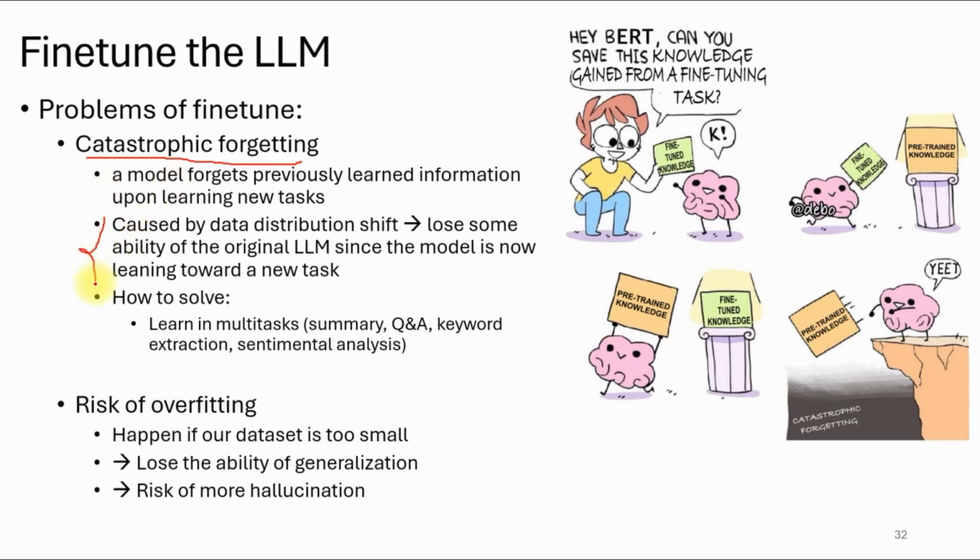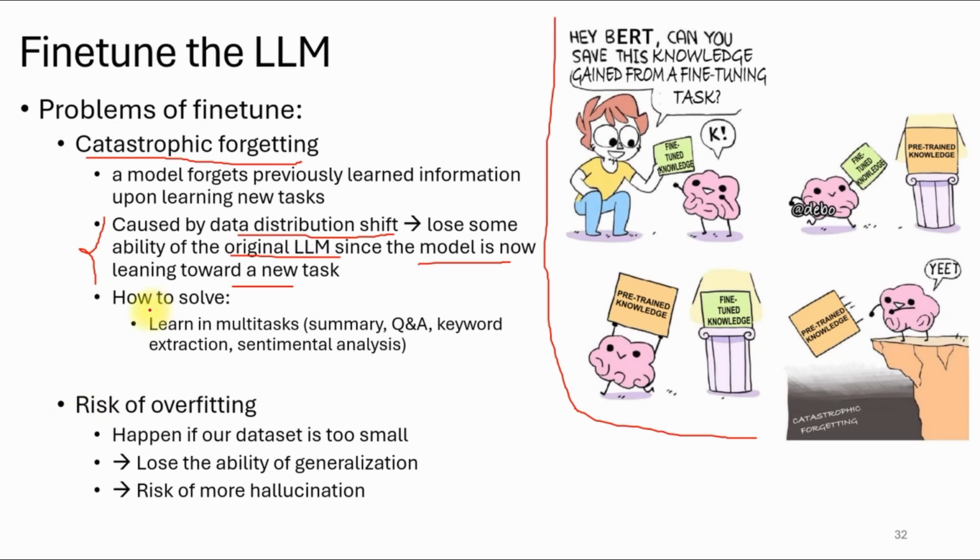In technical terms, it is caused by data distribution shift, because our data set mostly focuses on summarization and suggestion. So other distributions such as classification are no longer used. Then the parameters in ChatGPT start shifting toward how to summarize well and how to suggest well, and they start forgetting other abilities. So we lose some abilities of the original LLM, since the model is now learning toward a new task. You can look at this meme. This is one way to illustrate the problem of fine-tuning. Actually, there are many methods trying to overcome catastrophic forgetting, but it is still difficult and challenging, and many researchers are trying to solve this problem.